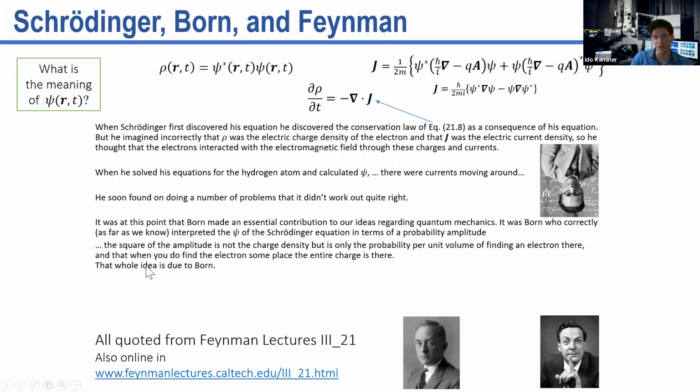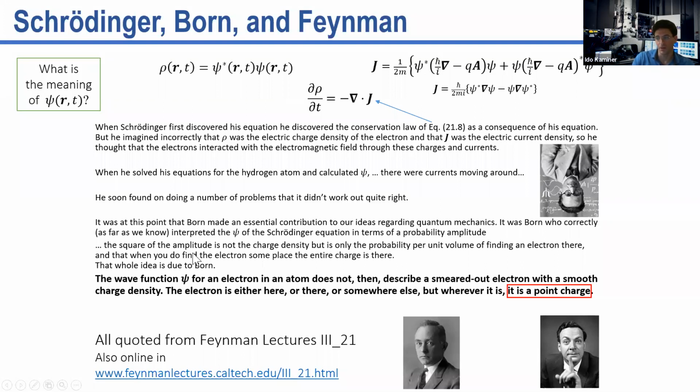Okay, and he's summarizing that the square of the amplitude is not the charge density, but only the probability per unit volume of finding the electron there. And when you do find the electron at some point, the entire charge is there. The whole idea is due to Born. And I think the conclusion that Feynman brings is that the wave function for an electron in an atom does not describe a smeared-out electron with a smooth charge density. The electron is either here or there or somewhere else, but wherever it is, it's a point charge.